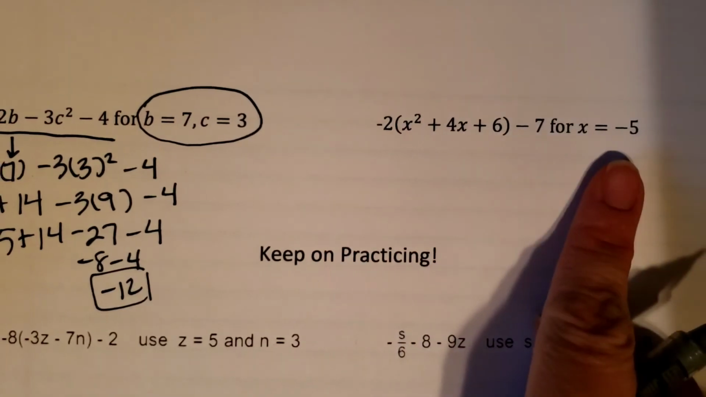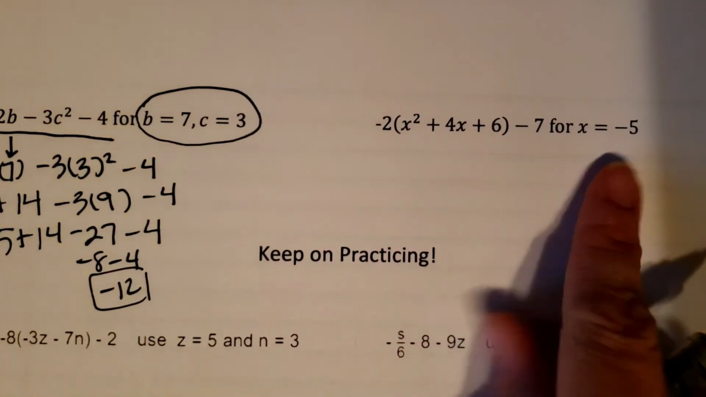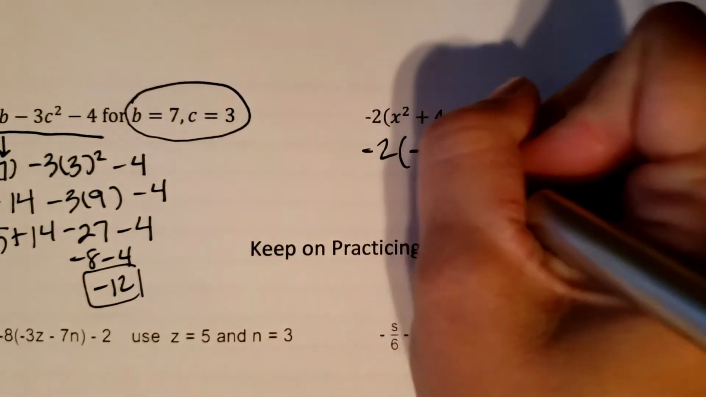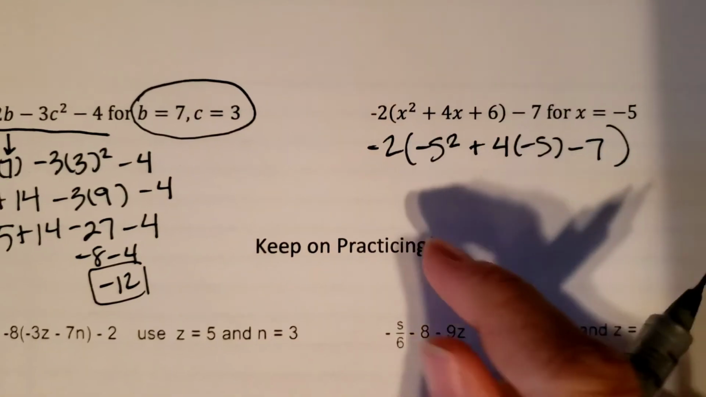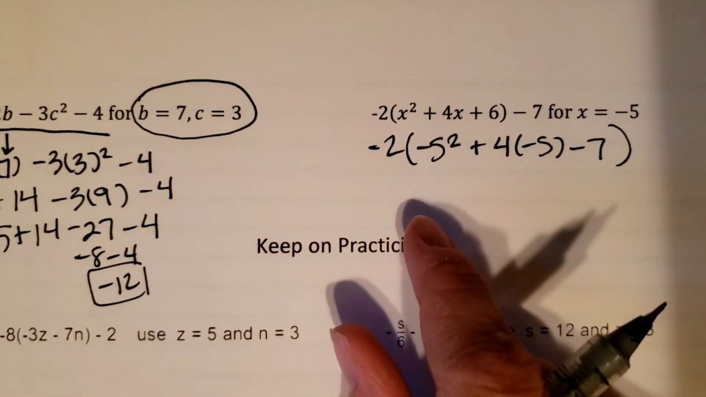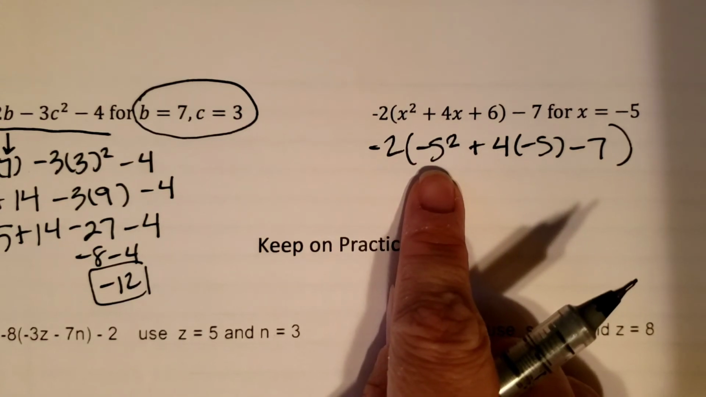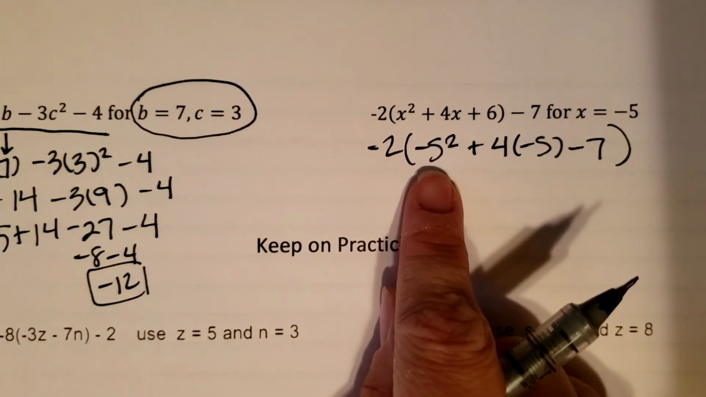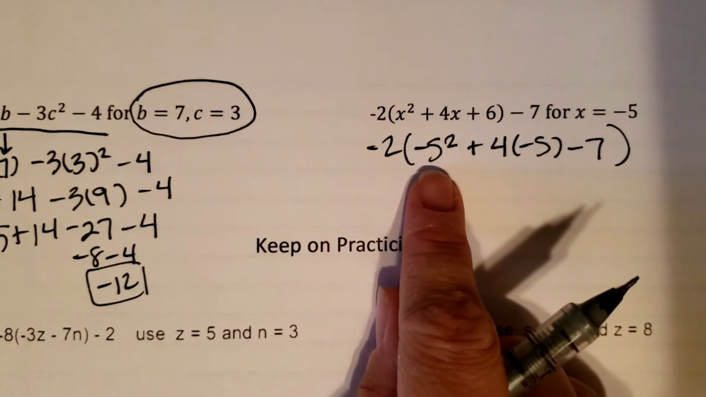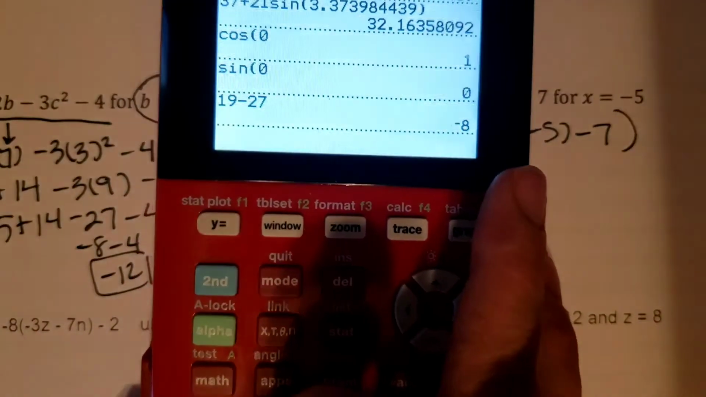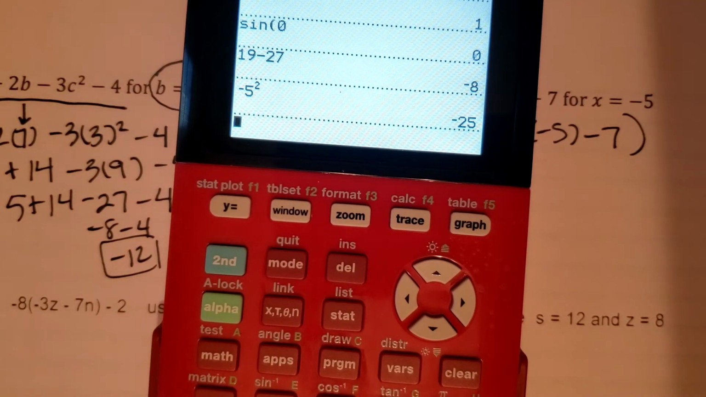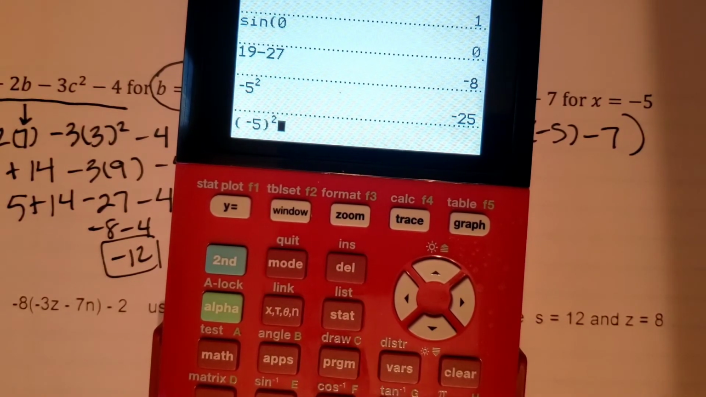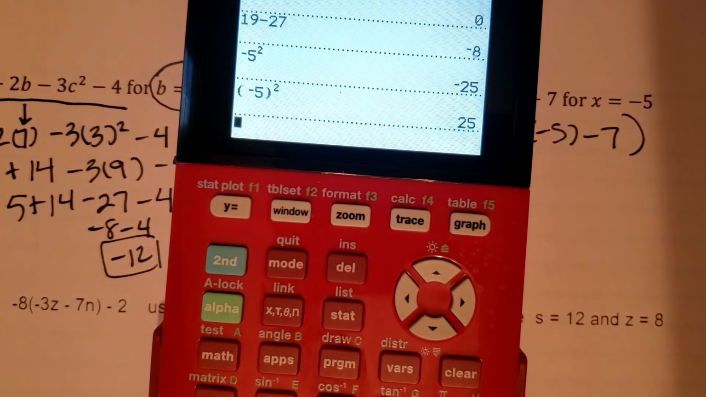Next one here, we've got a -5 going in for x, okay? So it's going to say -2 times -5 squared plus 4 times -5 minus 7. This is a good opportunity to remind you that when you square a negative, you're going to get a positive, because, of course, we know when we square something like -5 squared, it's -5 times -5. Well, when you do that in your calculator, be very, very careful, okay? -5 squared, your calculator is going to tell you that it's -25. But if you're careful and you put parentheses on it, because we are squaring the -5, it is positive.